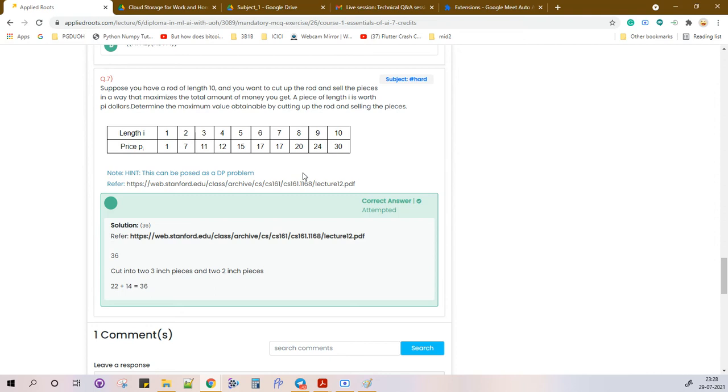So how to solve this? This is nothing but the market price. If it is 8 feet, it is 20. But if I have a rod of length 8, I can maximize the profit by selling two pieces of 4: 12 plus 12, it is 24. And who knows, there may be a different combination that will maximize my profit.